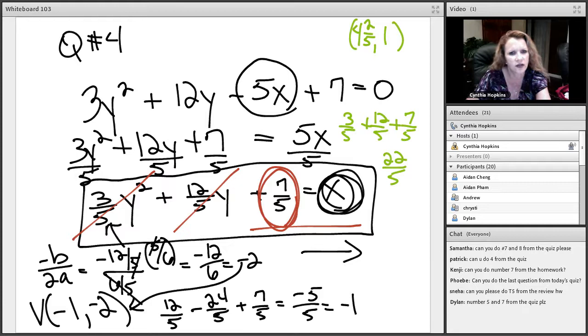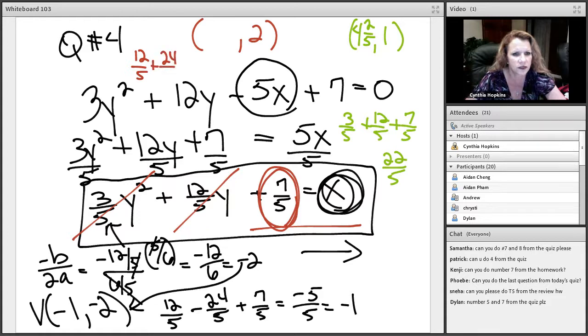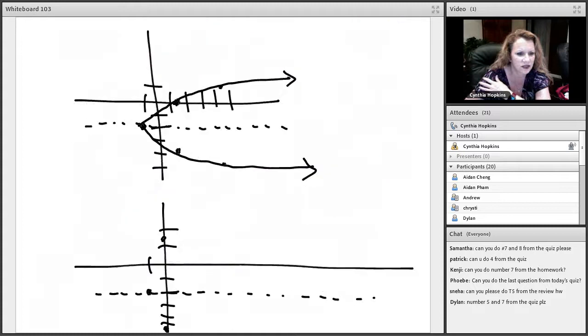Let me do this in red. So they plugged in, let's say 2 for y. So when I square 2, I get 4. That's going to give me 12/5. Then I plug in 2, I get plus 24/5, and then plus the 7/5. Let's see, that's going to be 36, 40, 43/5. All right, so this is 8 and 3/5. All right, let's go to the next page, and I want to make my point.